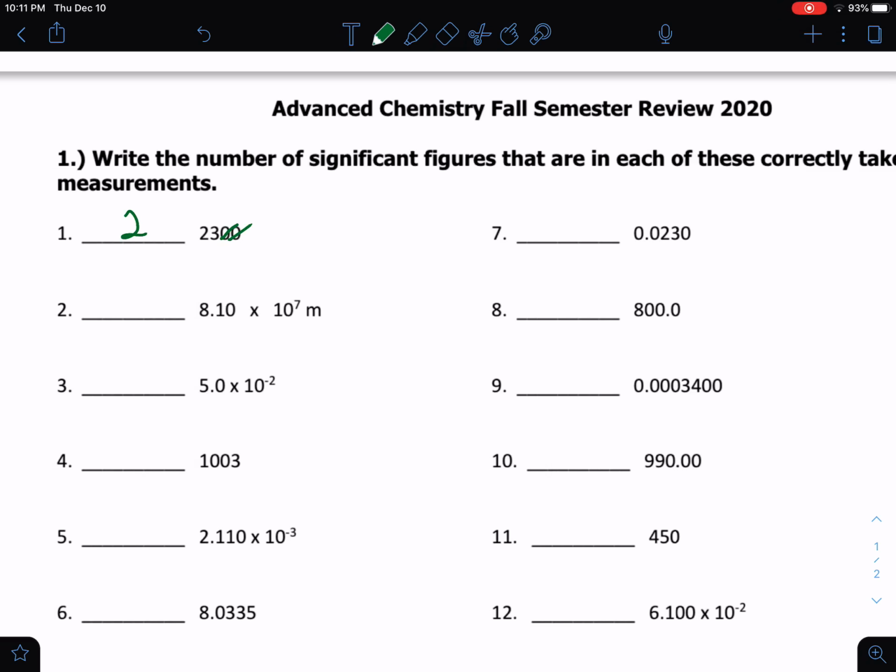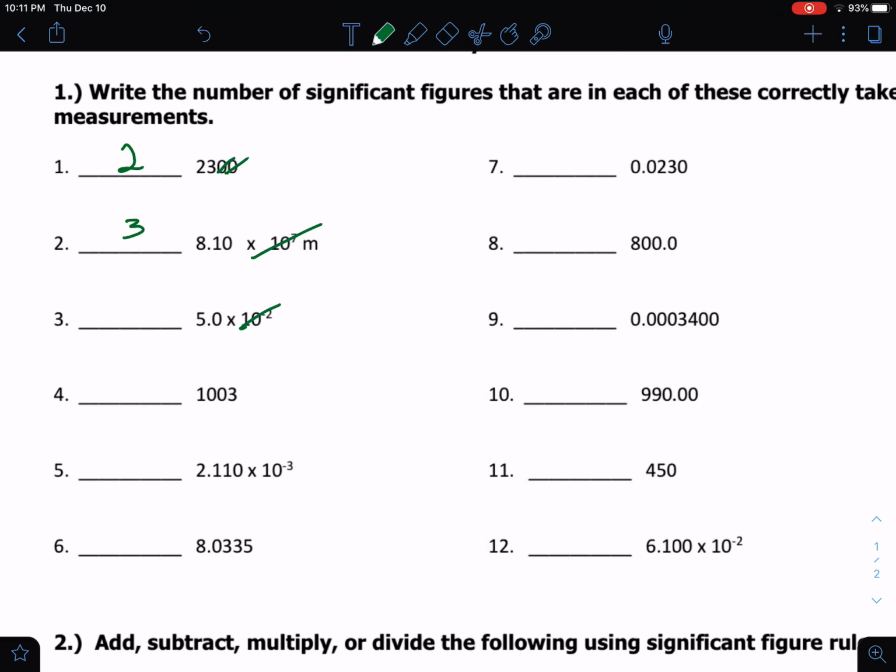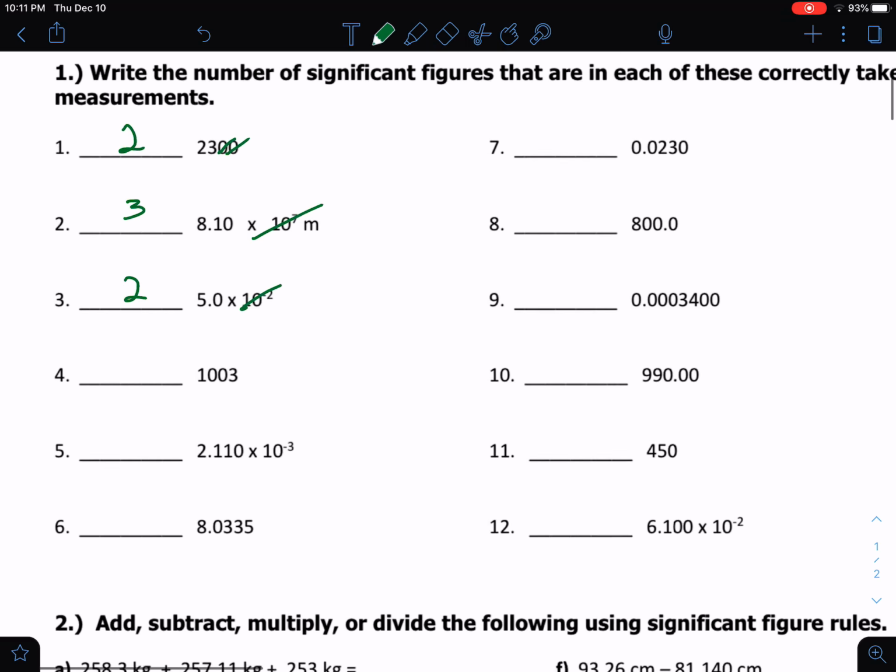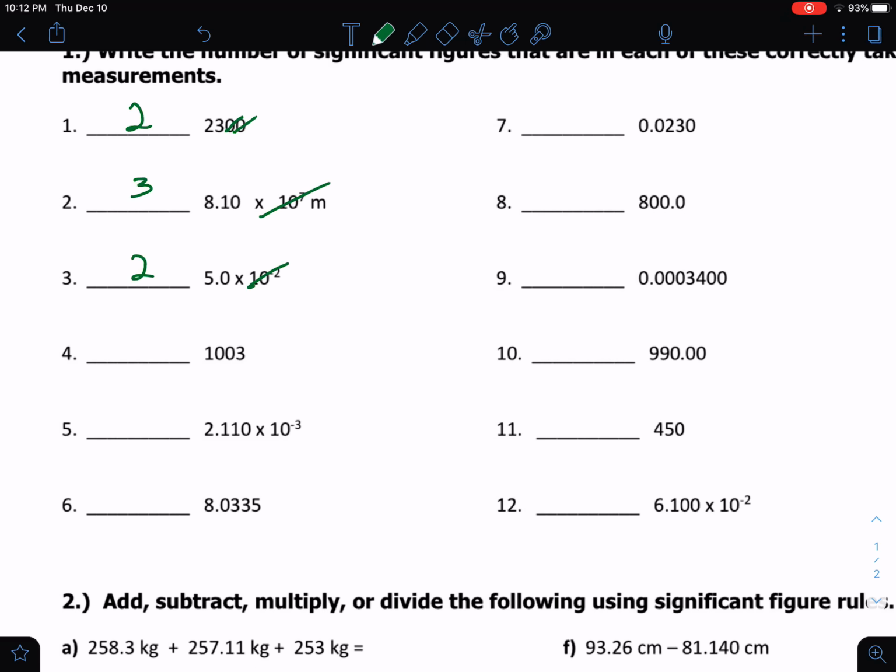So going down to number 2, I will say this, do not worry about this right here. Just focus on these numbers right here. So we have 8.10, there is a decimal, so that means that trailing 0 is going to count. So this has 3. Next one, I'm not going to worry about this. I have 5.0, there's a decimal, so that trailing 0 is going to count, so this one has 2. Number 4, I have 1003, so any zeros that are in between non-zero numbers are always going to count. So this one would have 4 significant figures.